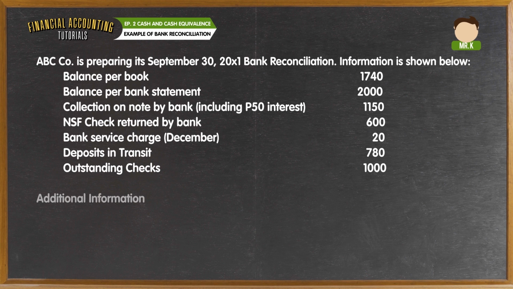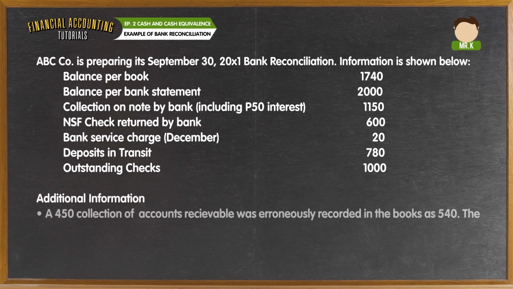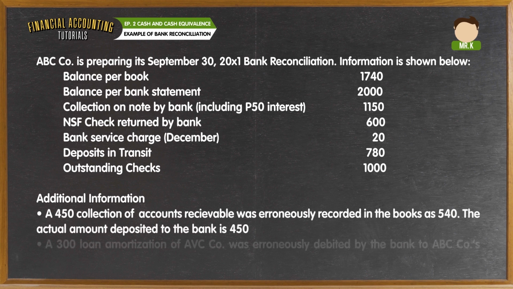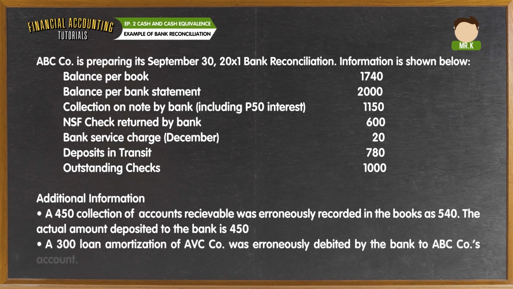Additional information are: a 450 collection of accounts receivable was erroneously recorded in the books as 540. The actual amount deposited to the bank is 450. A 300 loan amortization of ABC Company was erroneously debited by the bank to ABC Company's account.